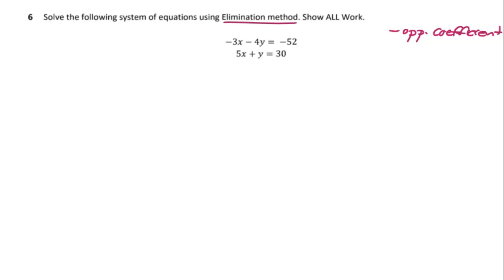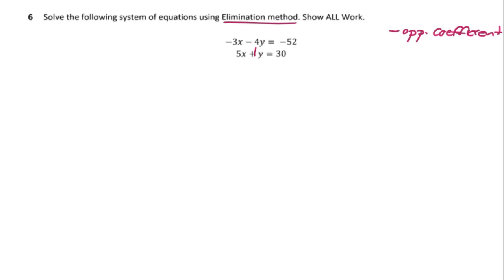Oof, the spelling on that is terrible. Sorry, guys. Opposite coefficients. So right now it looks like I have a negative 3 and a positive 5. Okay, those aren't opposites. And I have a negative 4 and a positive, let's put a 1 in here. Again, not opposites. We're looking for opposite signs and opposite coefficients.